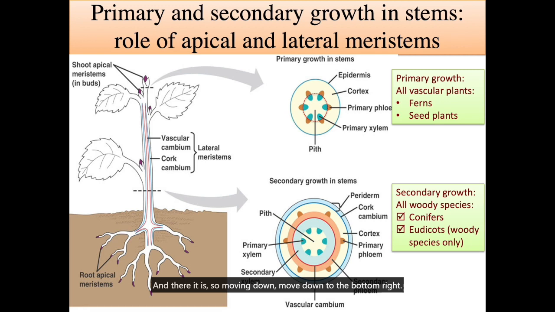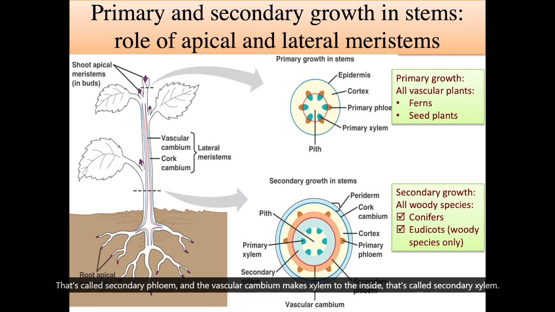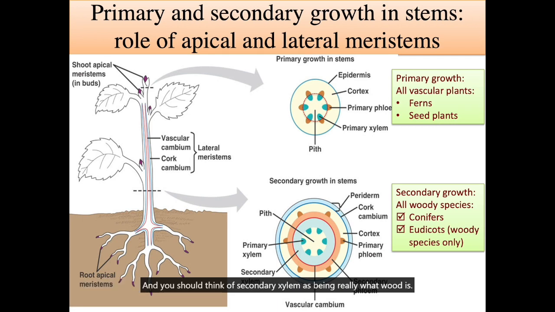So, move down to the bottom right, and we have drawn this organism a little later in development. This vascular cambium is going to produce tissues. In particular, and this is really the essential point, the vascular cambium makes phloem to the outside. That's called secondary phloem. And the vascular cambium makes xylem to the inside. That's called secondary xylem. And you should think of secondary xylem as being really what wood is. So the vascular cambium makes secondary xylem to the inside.